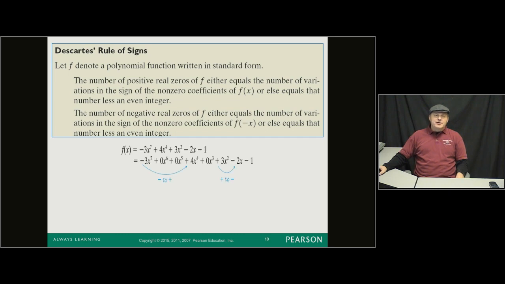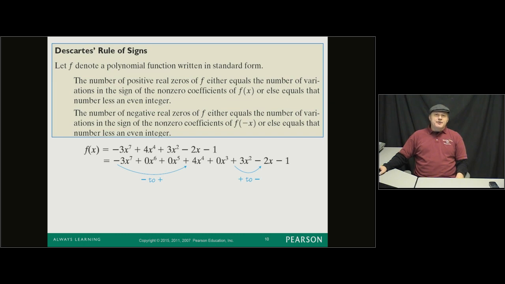So let's look at a really quick problem here. f of x is negative 3x to the 7th plus 4x to the 4th plus 3x squared minus 2x minus 1. There are a lot of terms that are missing. The x to the 6th term is missing, and the x to the 5th term is missing. We ignore those, because the rule says the variations are counted for non-zero coefficients. So we really don't need to worry about the zero terms.